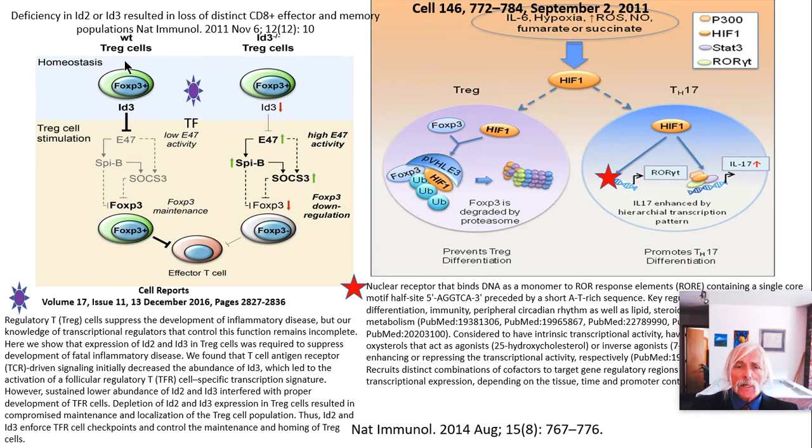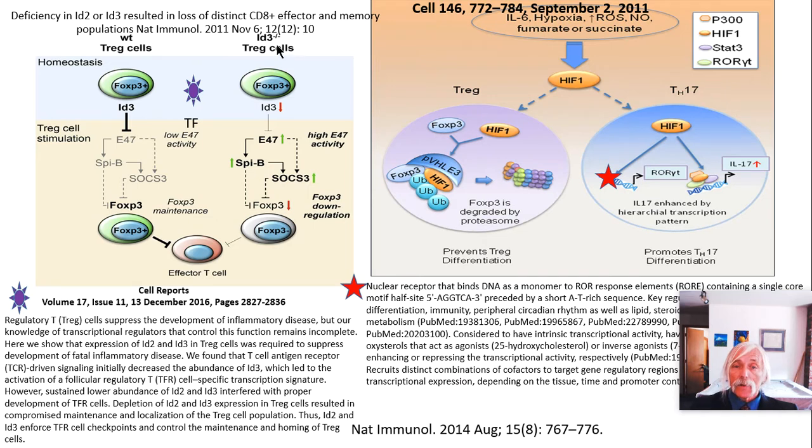So with homeostasis with wild-type Treg cells, ID3 is going to block this pathway: E47, which is going to turn SPI-B on, which would normally turn on SOCS3, which normally would tune down FOXP3. But in a wild-type Treg cell, you have plenty of FOXP3, so you'll be able to block the inflammation caused by all the effector T cell lineages.